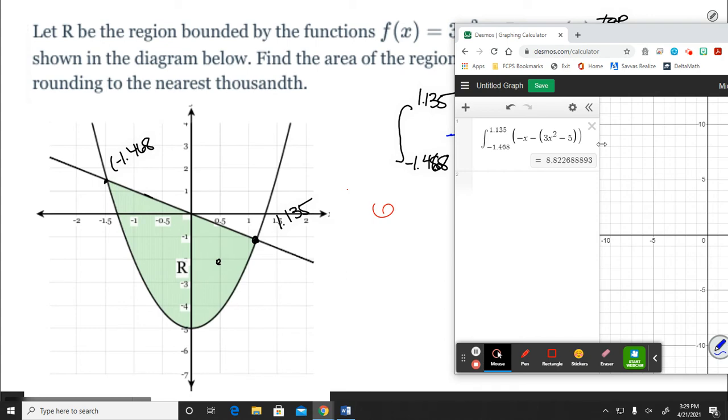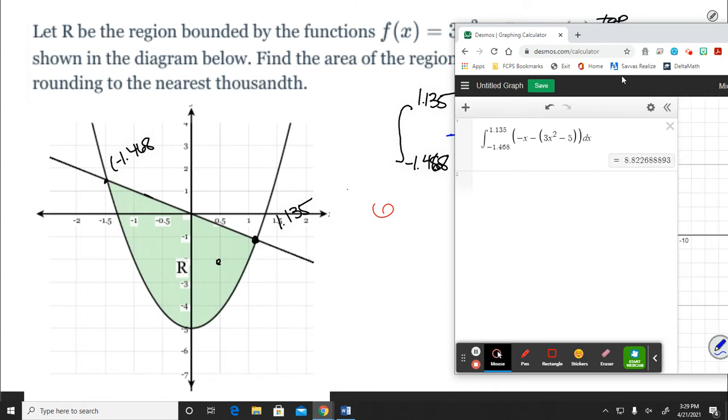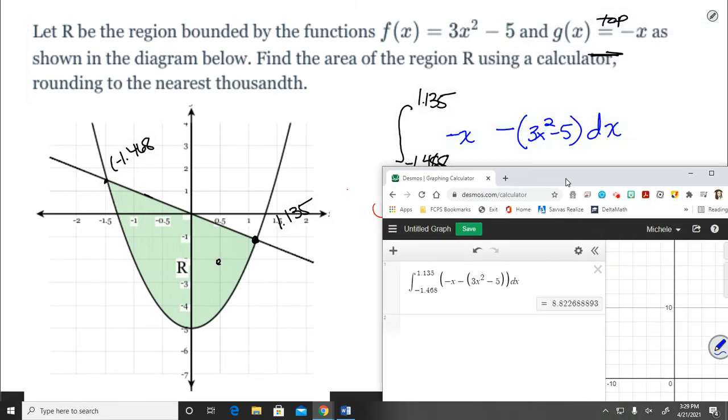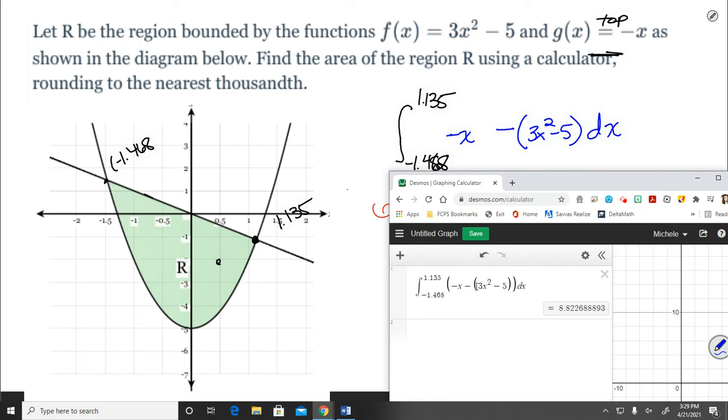So typing it straight into Desmos, let you see the whole thing. -x minus 3x squared minus 5. Make sure that you use parentheses around the whole thing. That's approximately -8.822688, and they want the nearest thousandth, which would be 10th, 100th. That would be 3 decimal places. So I would say about 8.823 for this one.